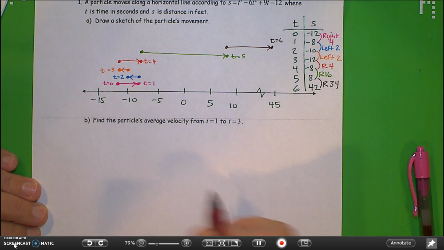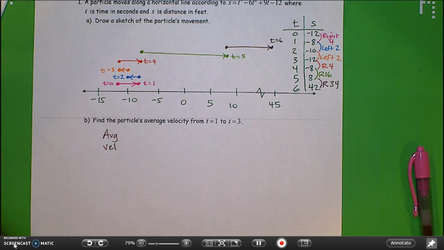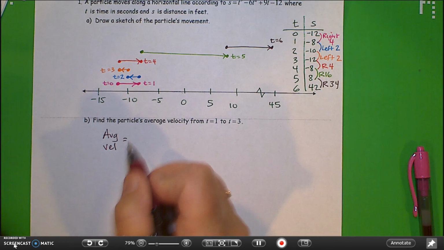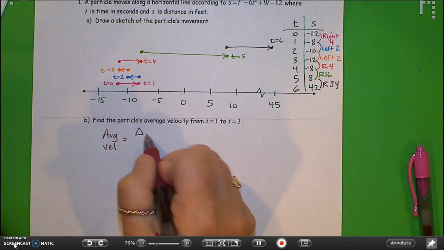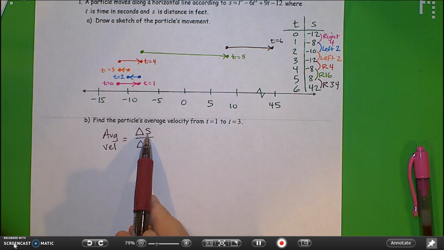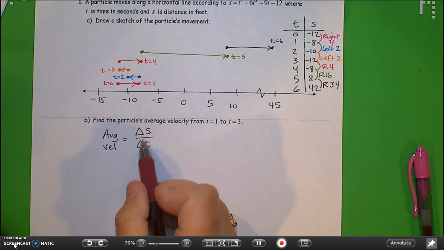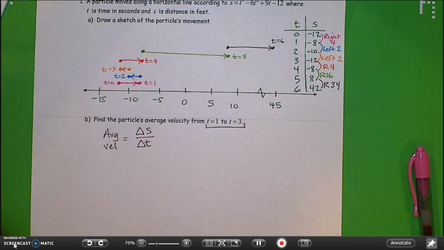So you remember average velocity is the rate of change of distance over time. So like average miles per hour in your car is the change in distance over the change in time. So the change in distance we can think about as the change in position, change in s, over the change in time, and I want to evaluate that from time equals 1 to time equals 3 seconds.